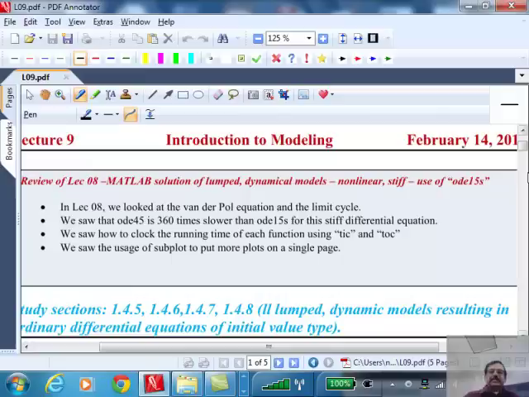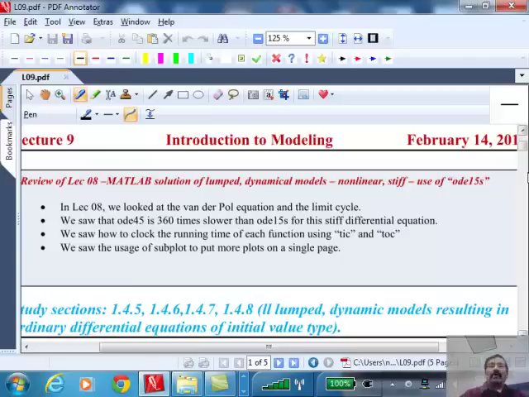So in the last lecture, we looked at solving a nonlinear ordinary differential equation of the initial value type. And we're seeing a lot of these concepts. These are introductions to the concepts at this stage. Later on, these will be picked up not only in this course, but in other courses, and you will begin to appreciate them even more.